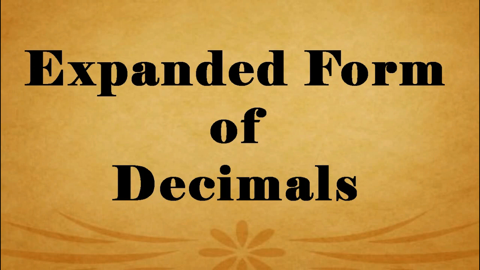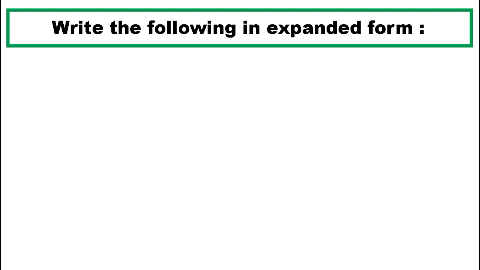Let us now understand the last concept of decimals of today's video, which is expanded form of decimals. So with the help of some examples, we are going to understand how to write the expanded form of a decimal number. Let us begin with example 1, that is 5.3, where we have digit 5 before the decimal point, that is the whole number part, and digit 3 after the decimal point, so it belongs to the decimal part.